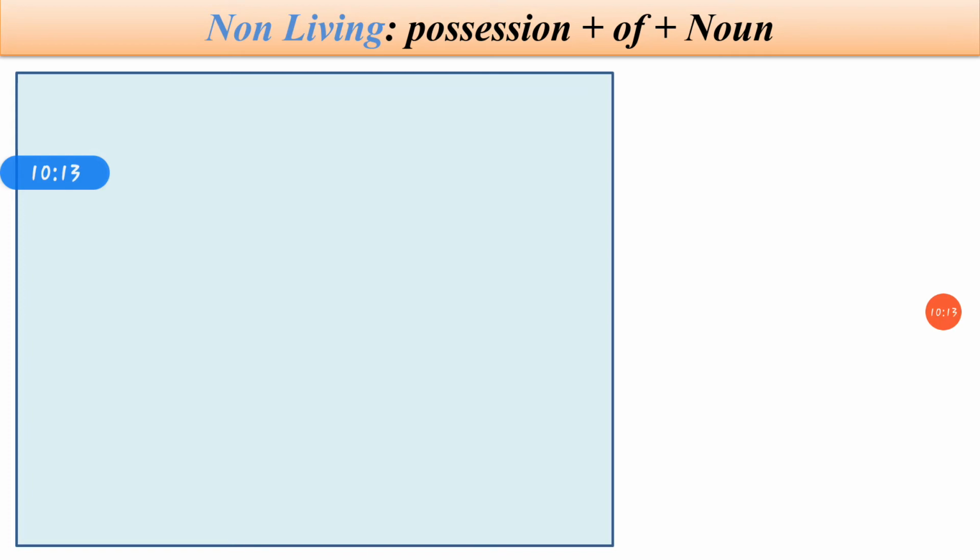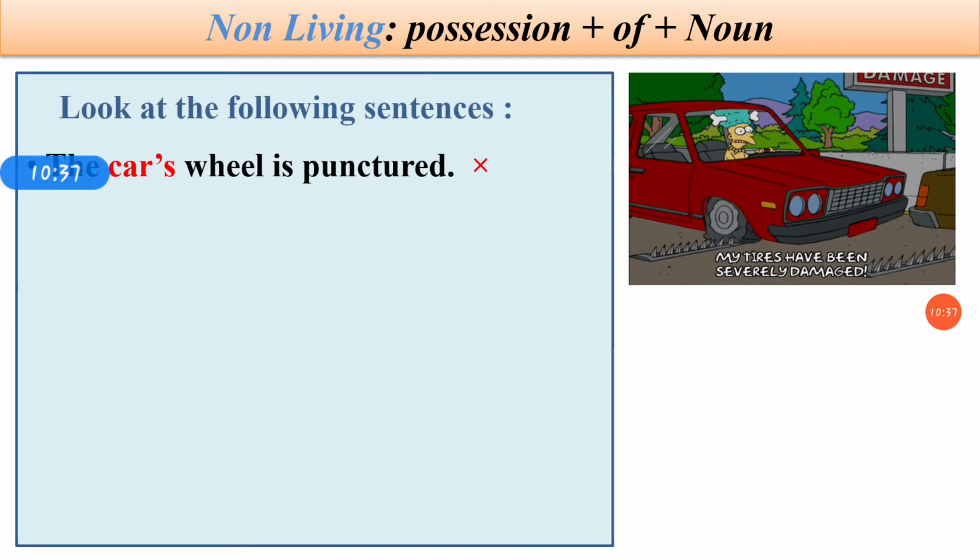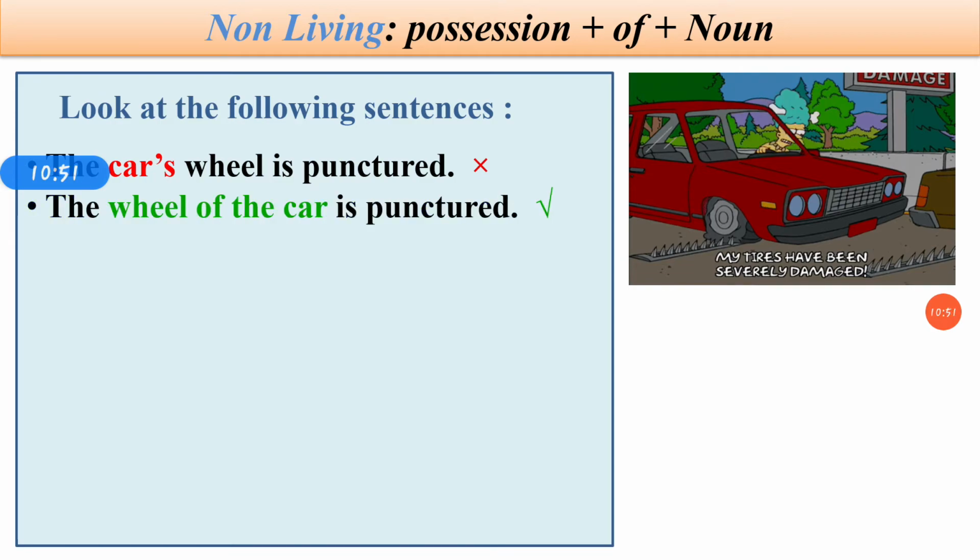Non-living. We will not use apostrophe or apostrophe s with non-living things. To show the possession, we just write "of" and the noun for the non-living thing. Examples: the car's wheel is punctured. The car is a non-living thing, and this sentence is wrong. To show the possession, we write it as, the wheel of the car is punctured.